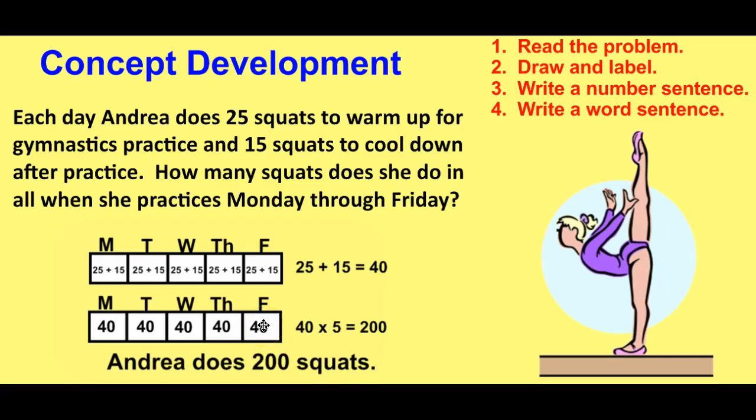And we know that repeated addition is just like multiplication. So this is the same thing as saying 40 times 5 or 5 times 40. And we're multiplying by multiples of 10. So this is the same thing as saying we have 5 times 4 tens. And we know that 5 times 4 tens would give us 20 tens. And so that means that 20 tens is 200. So Andrea does 200 squats whenever she practices.